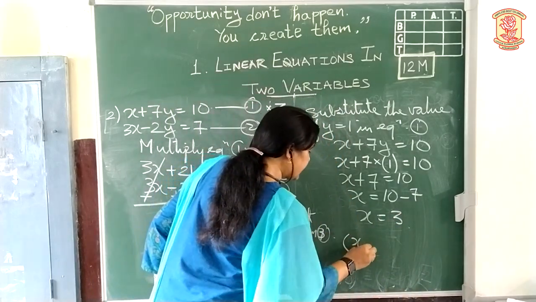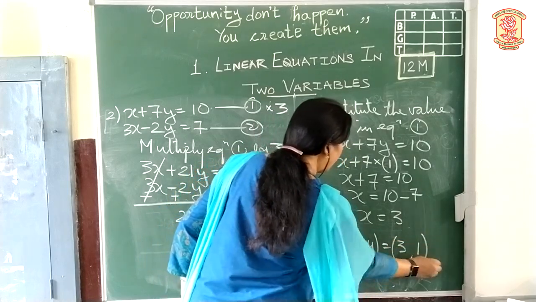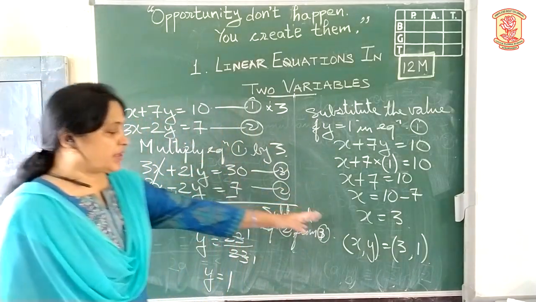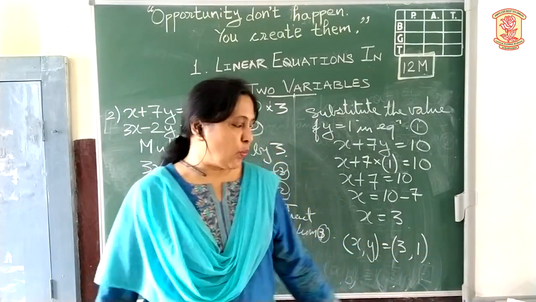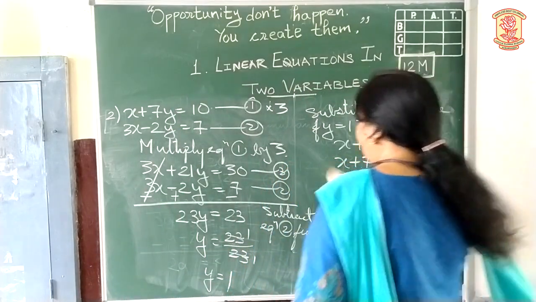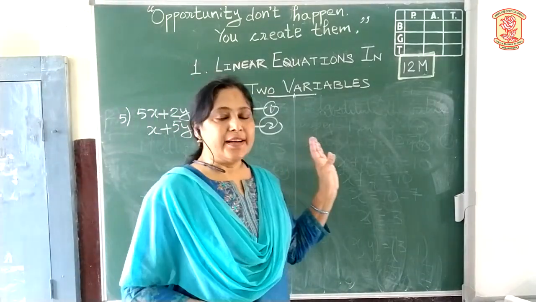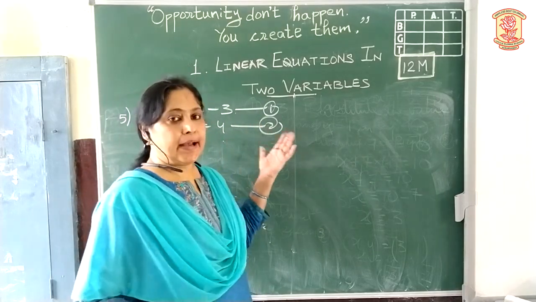So here, what is the solution? What is the value of x and y? x and y is 3, 1. So here the solution for the second equation is: the value of x is 3 and that of y is 1. Now equations third and fourth are quite simple. You can practice them at home.